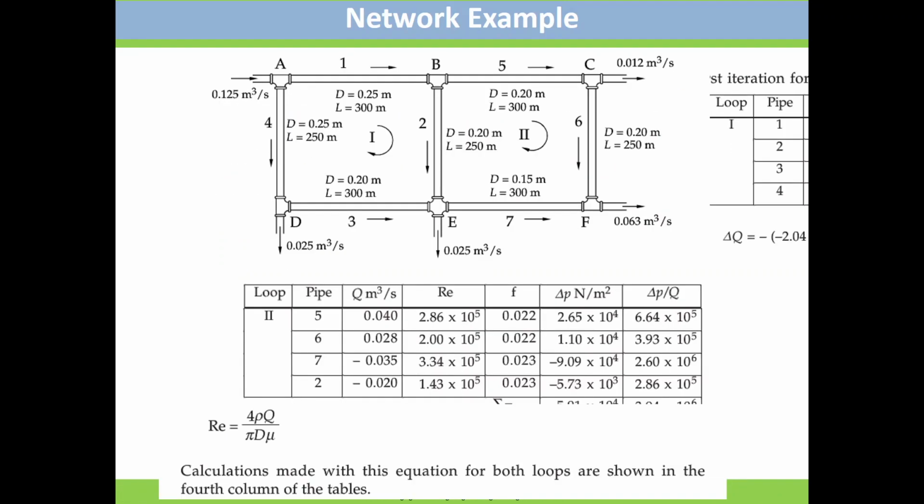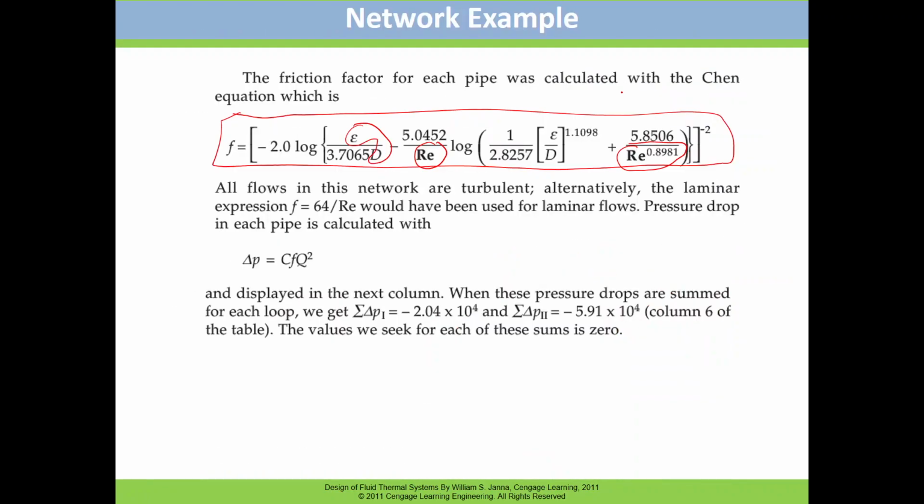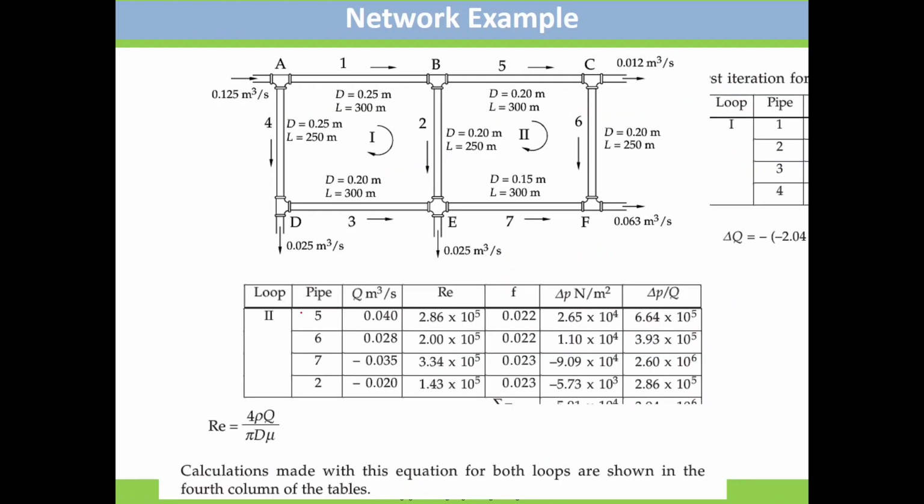So we can find the friction factor for table 1, and then we prepare table 2, which is for loop 2. The elements are 5, 6, 7 and 2, and remember here that the direction of the 2 is opposite, counter to the direction in the pipeline 2. So for the 2 it is taken as negative, but the value is common for both loops. For loop 1 it was positive because it is in the direction of the loop, but here it is opposite to the direction of the loop.